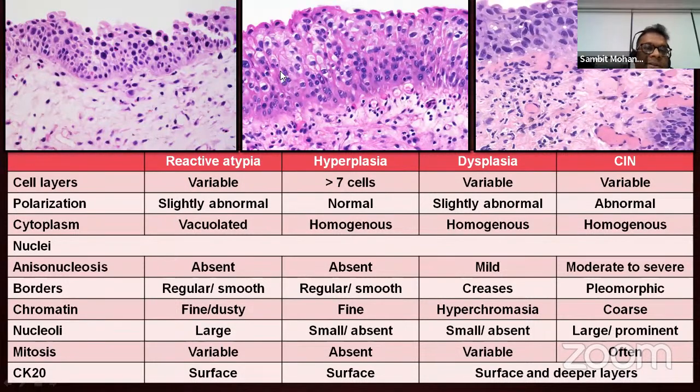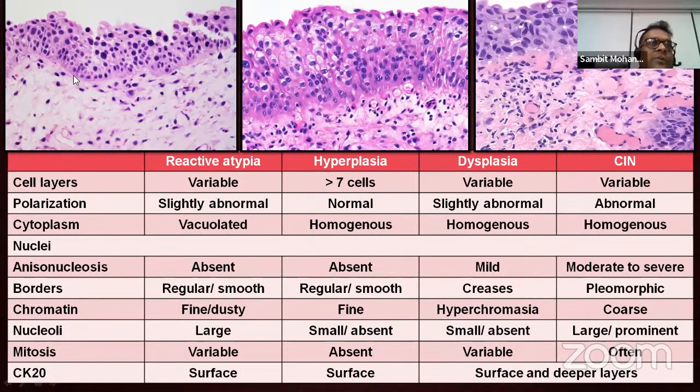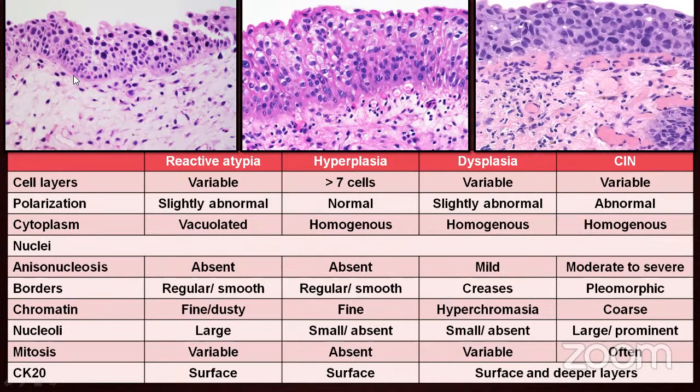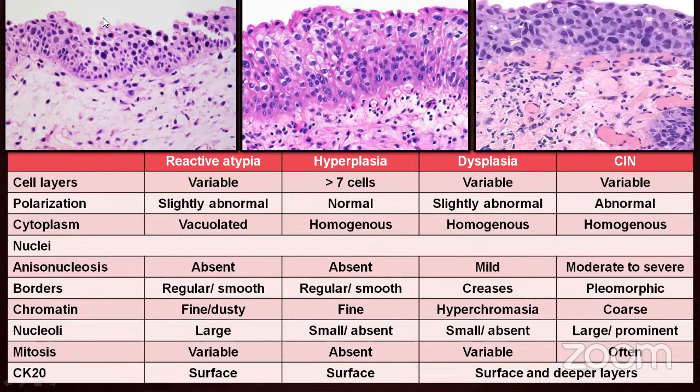What about this? This is reactive atypia in the center. This is CIS. Because once you say reactive atypia, the patient is going to be off the hook from the oncologist. And the patient might develop something later on. So just think in that way. If you say reactive atypia, no follow-up TURBT or cystoscopy or urine cytology is going to be done. So what about this one, atypia?